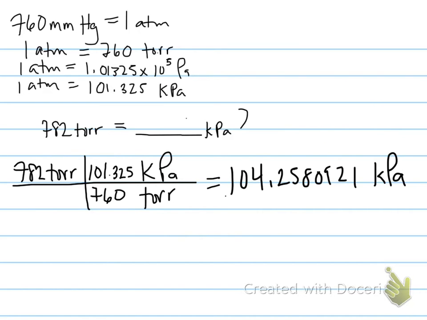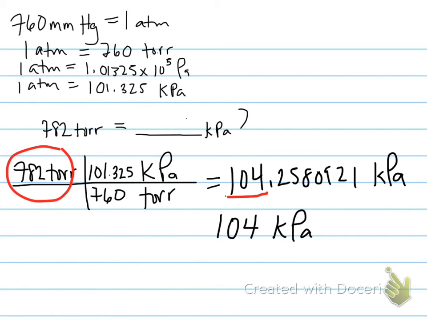Okay, so you all have a raw answer like this, 104.258, etc. How many sig figs can you have? 3. Because your given, which was 782 torr, only had 3. So your final answer is going to be 104 kilopascals.